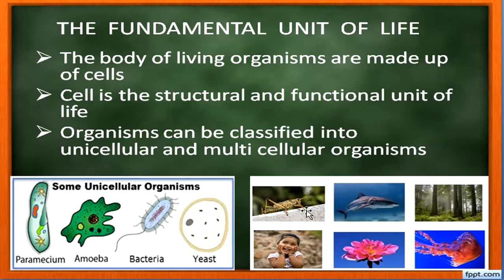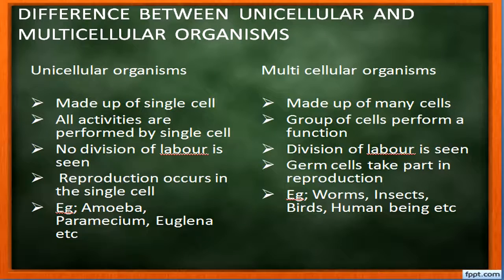Whereas certain organisms such as insects, fishes, trees, jellyfish, flowers, plants, and human beings are made up of many millions of cells together. That is why they are called multicellular organisms. Multi refers to many. So based on the number of cells present in an organism, it can be classified into unicellular and multicellular organisms.